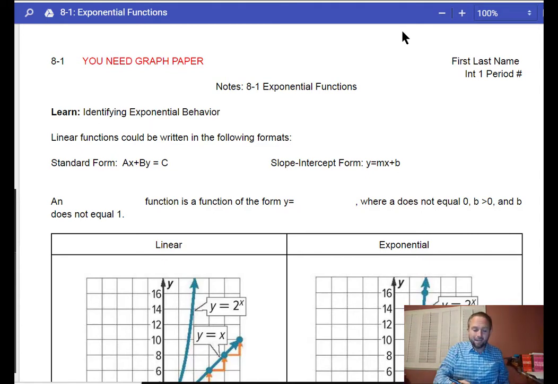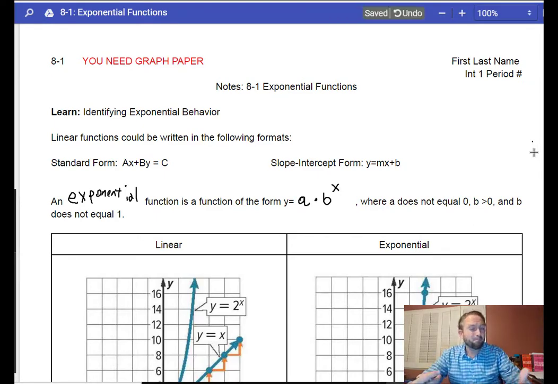So if we're going to have an exponential function, it's a function of the form y is equal to a times b to the x power, where a does not equal 0 and b is going to be bigger than 0, but b does not equal 1. We're going to get to why that is the case in a few minutes. All right, let's go on.